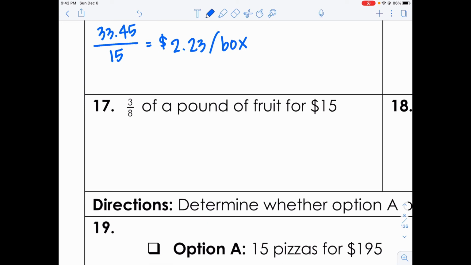17, 3/8 of a pound of fruit for $15. Same thing, money always goes on top. 15 over 3/8. Putting that into your calculator works just fine. 15 divided by 3/8. If you were going to do this out longhand, remember we don't divide by fractions, we multiply by the reciprocals, but since you're just putting it into your calculator, 15 divided by 3/8 should give you $40 per pound. I know that sounds crazy, but if you think about it and you're paying $15 for not even half a pound, that seems reasonable.